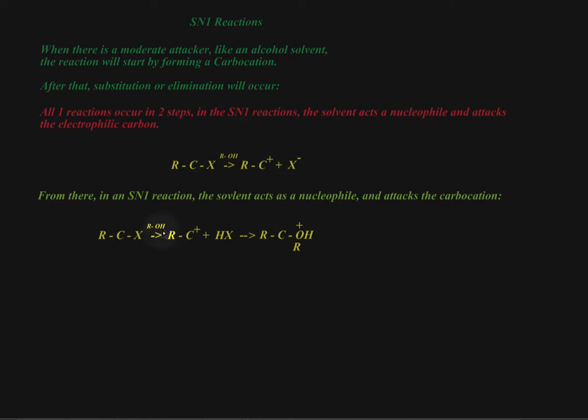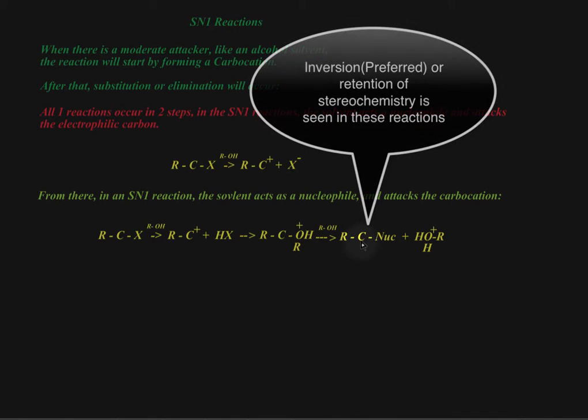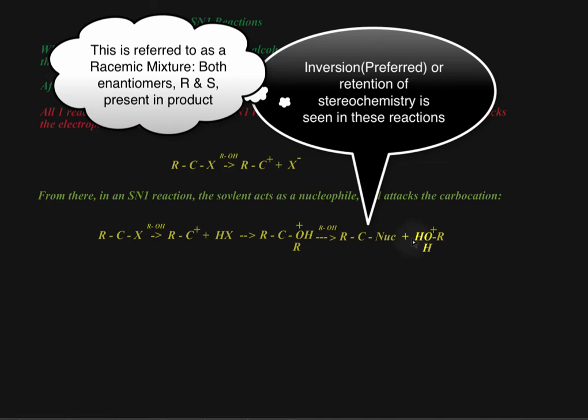So what happens is the solvent comes and picks up this hydrogen here and leaves you with an ether. So essentially what happens, this R is part of the nucleophile, is we get the R-C we had originally, and instead of the halogen, we have the nucleophile attached to the electrophilic carbon. And then we have a protonated alcohol, whatever the alcohol is, ethanol, methanol.